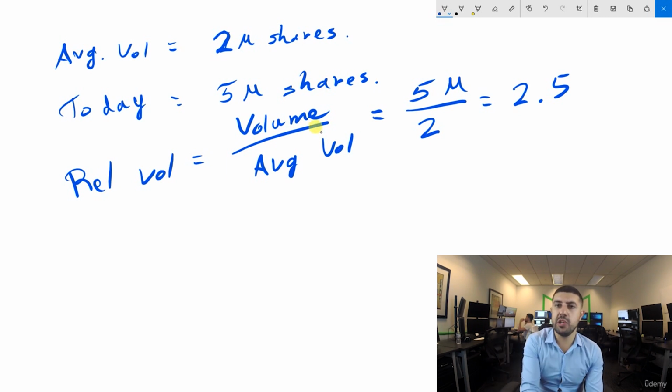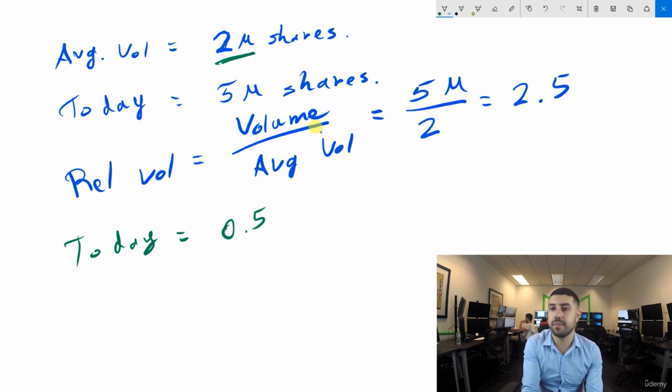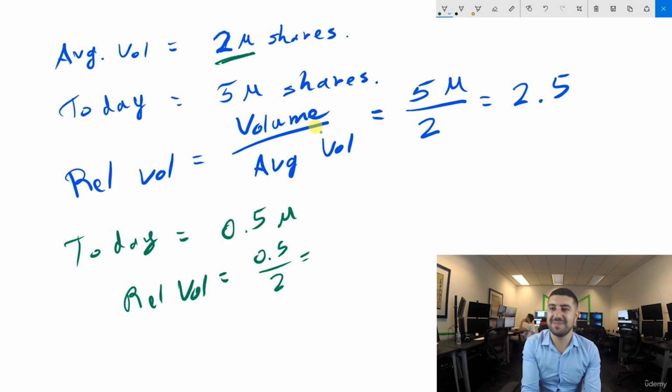And if I look at another situation where it didn't do as much volume, let's say it does 2 million average, but today it only did 0.5 million. So what's the relative volume? Then it would be 0.5 divided by 2, which is 0.25. So it only did 25% of what it usually does, right?